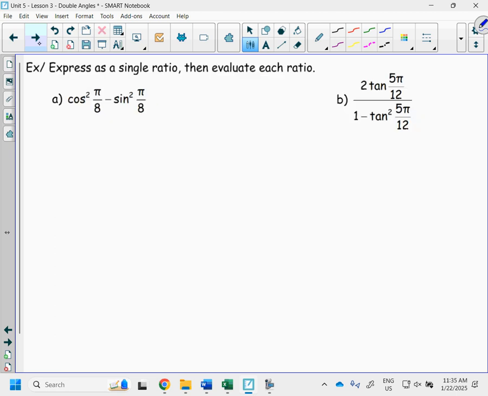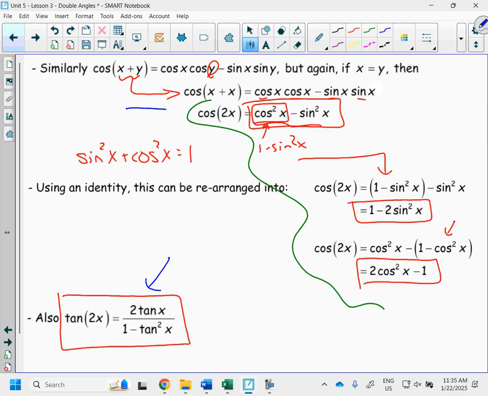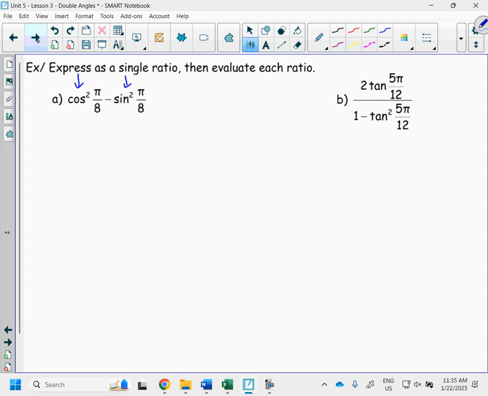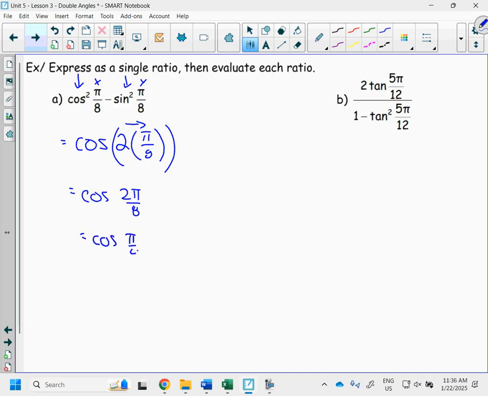Okay, let's try some other stuff. Can we express as a single ratio and then evaluate? So we're actually going to calculate these ones. I look at this one and I say to myself, hey, this is cos squared minus a sine squared. And now we're into radians. That's okay. Well, cos squared minus sine squared is this guy, cos of a double angle. This is like saying cos of 2, if these are our x's, 2 of those, so 2 pi over 8. Well, I can multiply pi over 8 times 2, I'll get 2 pi over 8, or in other words, pi over 4.